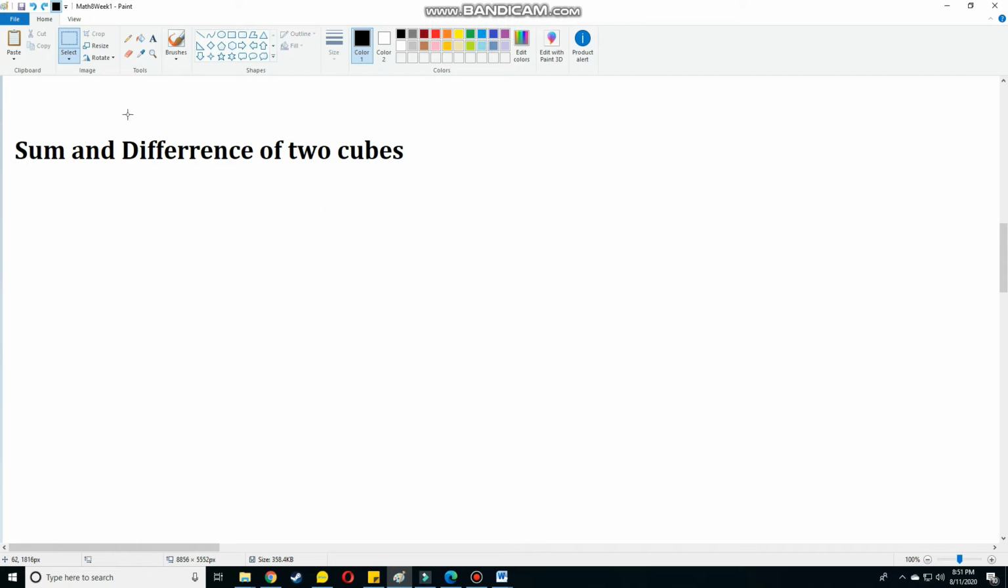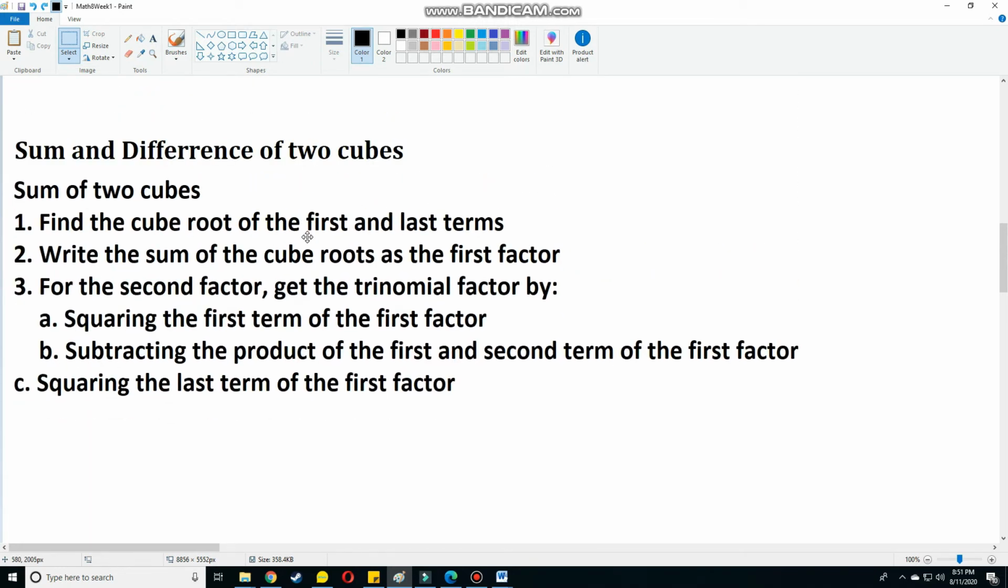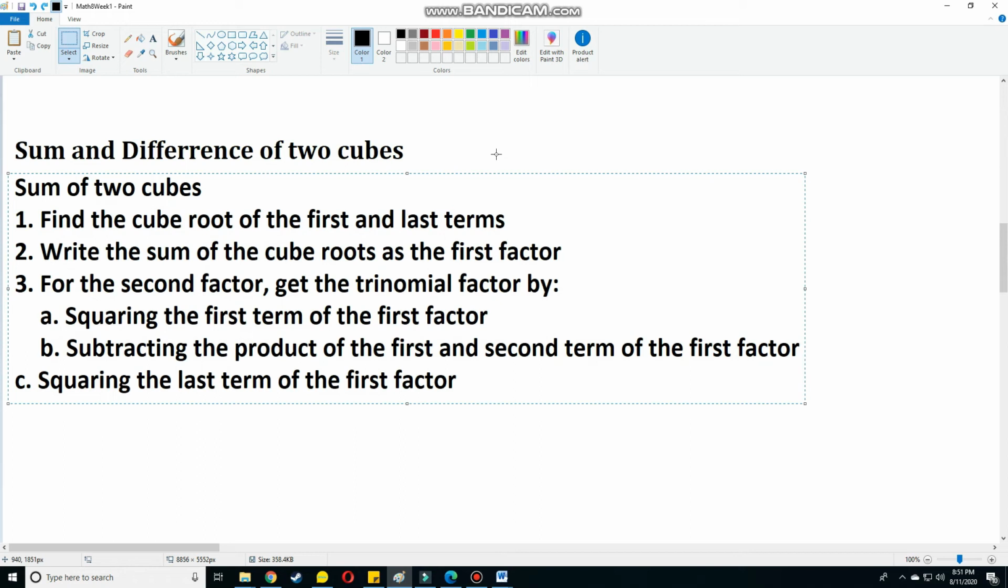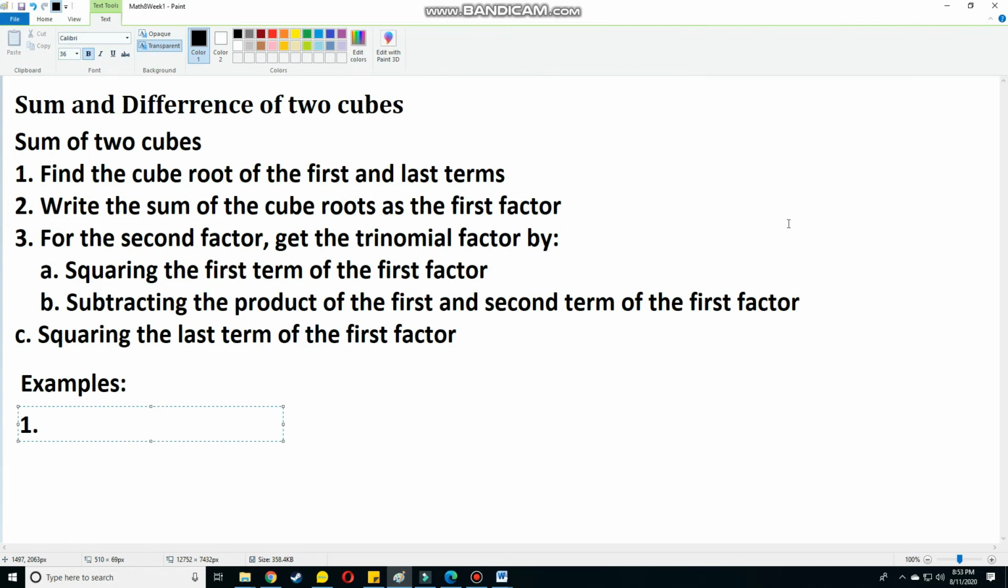Now let's proceed to the first one. Let's have the sum of two cubes, and here are the steps that we need to do in order for us to factor a polynomial that is a sum of two cubes. Okay, the first one. So let's have an example. Our first example for the sum of two cubes, let's have x cubed plus y cubed.